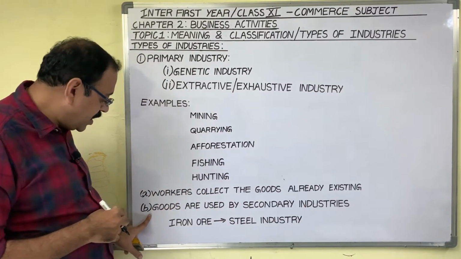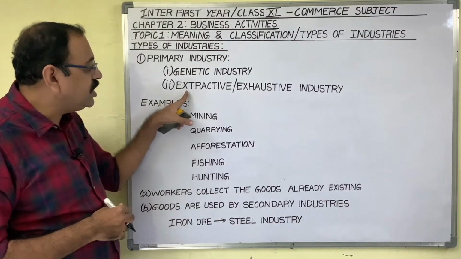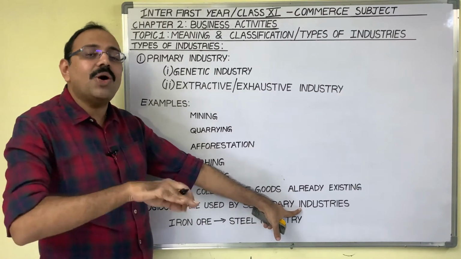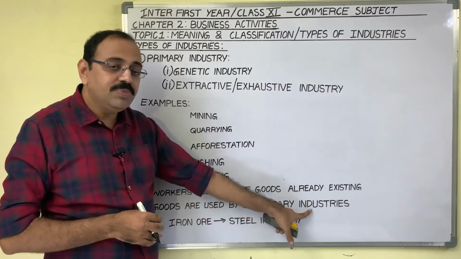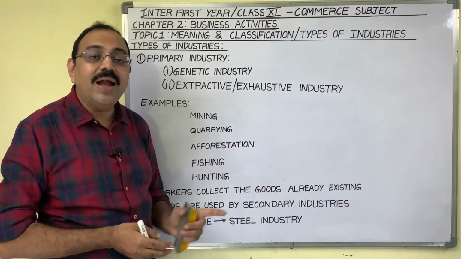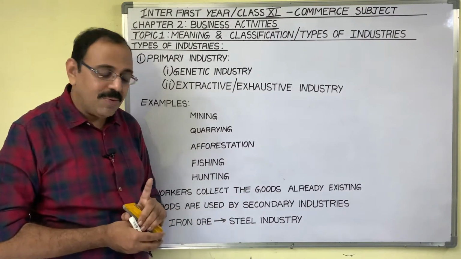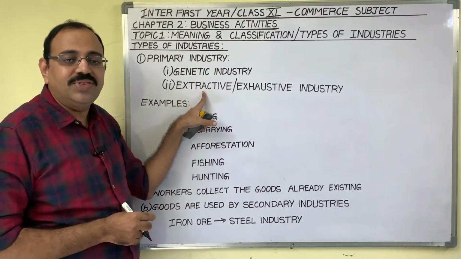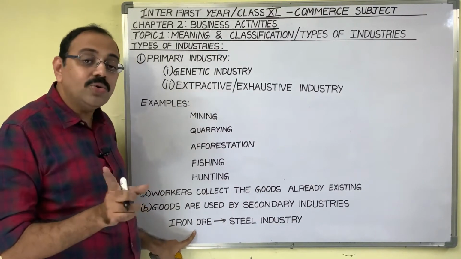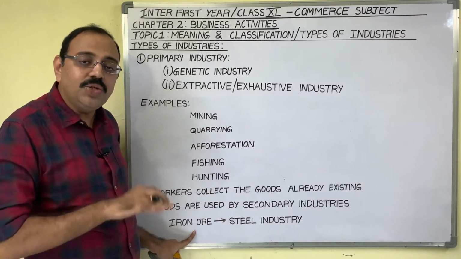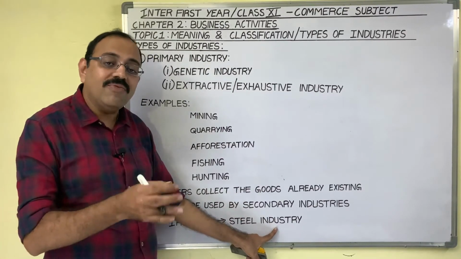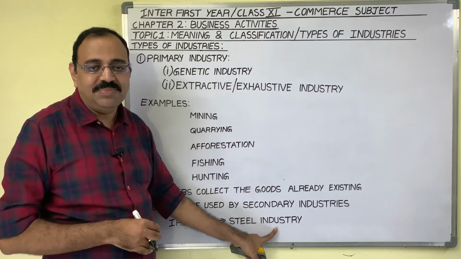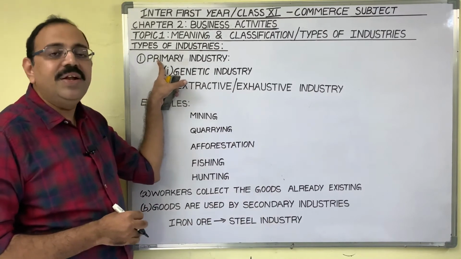Then in second category, the goods which are manufactured in extractive industry are used by secondary industries as raw materials. Secondary industries means manufacturing industries and construction industries. For example, take iron ore. This is the product of extractive industry. Iron ore is not sold to the customer directly. It is used by steel industry to manufacture the goods. Steel industry comes under a manufacturing industry. So this is all about primary industry.